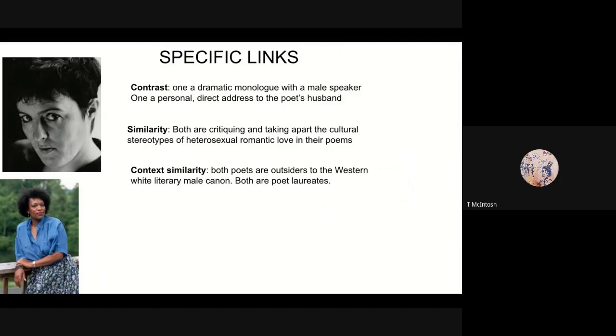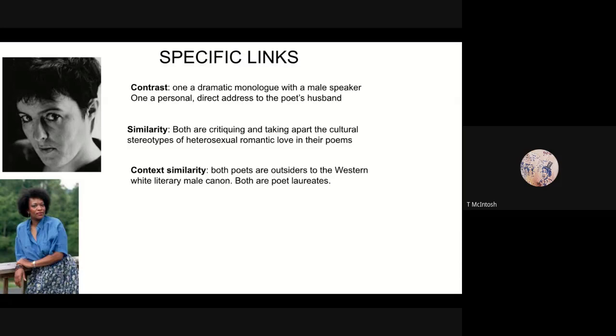Both are critiquing, however, and taking apart the cultural stereotypes of heterosexual romantic love in their poems. So that is everything that Rita Dove is looking at, you know, like I said, knights in shining armor, trapped damsels and rescuing heroes, this idea of how relationships between men and women work and what love means between men and women, as well as what it means when you're a teenager. And instead Rita Dove finds a more equal relationship, you know, they both have their own offices, they're both professionals, they both work. How does it feel to love someone when you don't have any literary models for that, right?